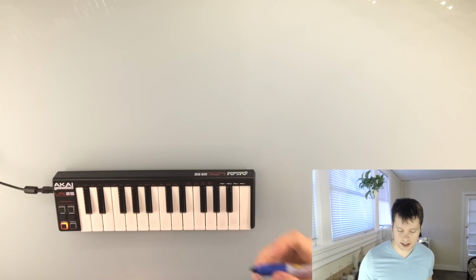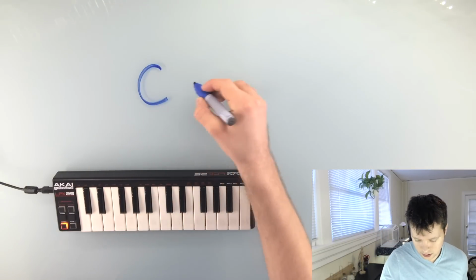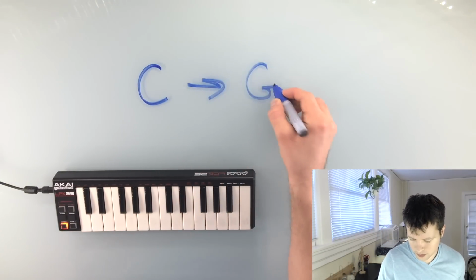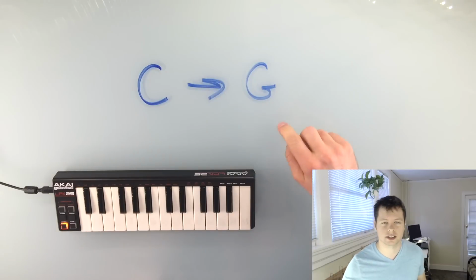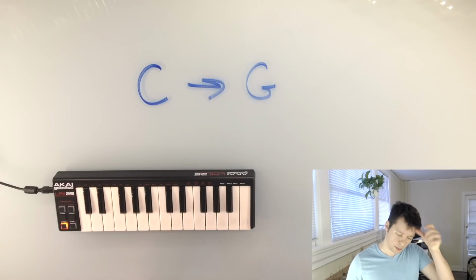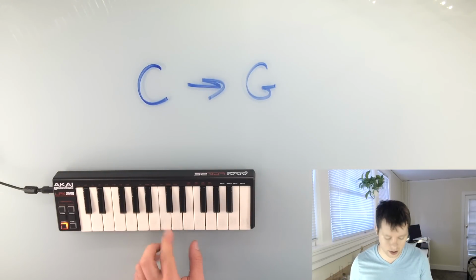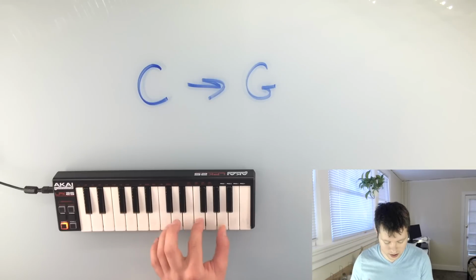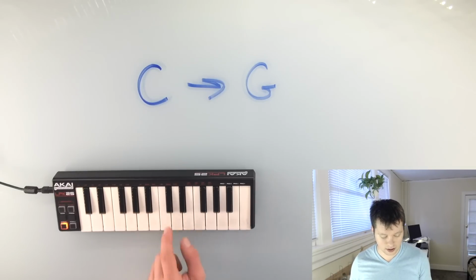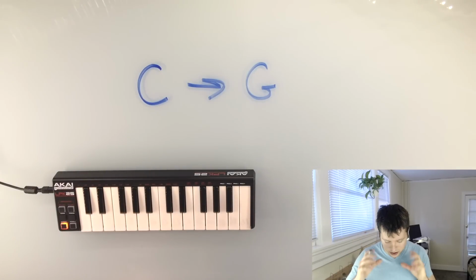Let's take an example. Let's say we want to get from the key of C to the key of G. That's a pretty straightforward key change, and we'll go over why in a little bit. But let's say we're in C. C is that key center now. People's brains are attached to that note C. And we want to convince them that G is our new key center.